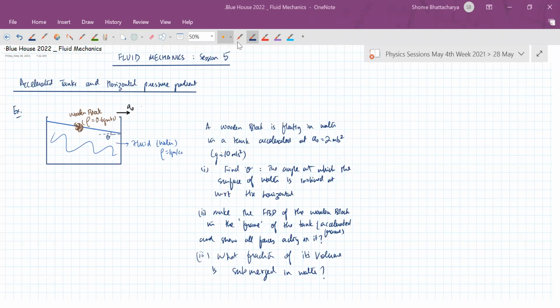I hope all of you got the answer for the first part at least. It should be tan inverse 0.2 or tan inverse 1 by 5. Now come to the second part. Tell me how many forces are acting on the block.